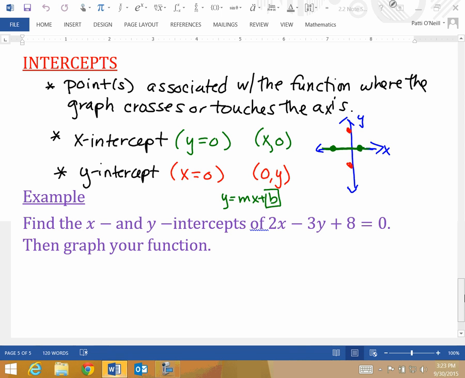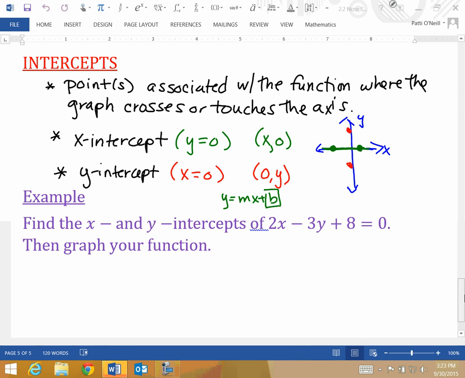I'm going to ask that you write them as points, so x comma 0, 0 comma y in that kind of format. If you have a function, can you have more than one y-intercept? That's a question that I'm going to pose to you and I want you to think about, and we're going to talk about together when you come into class next. Can a function have more than one y-intercept?